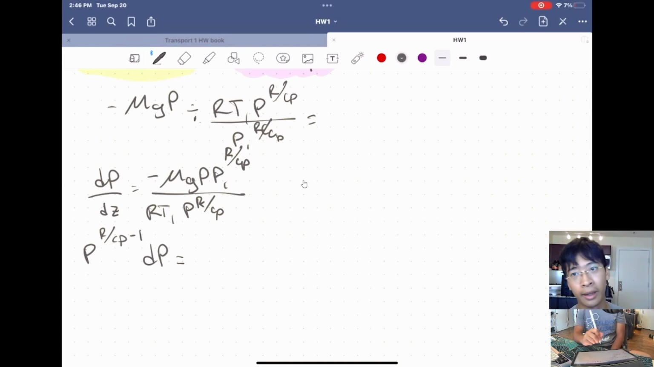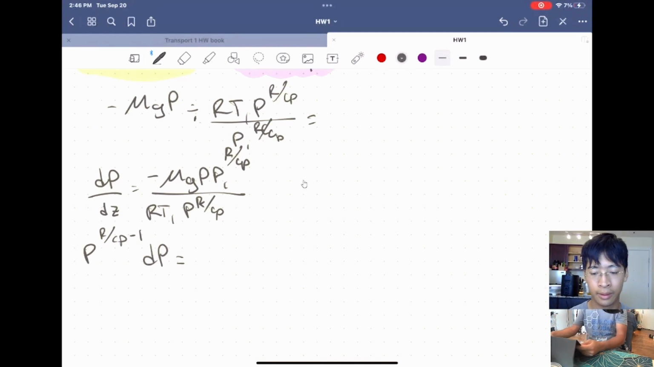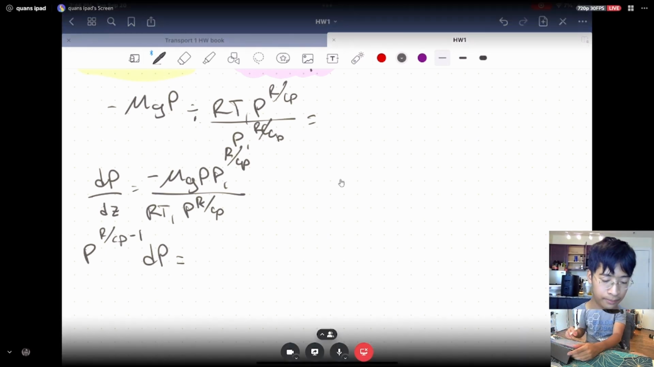And you'll notice on the right hand side, all we have, let's see if I can plug my iPad in. It's running really low. Let's try that. Keep this propped up. There we go.